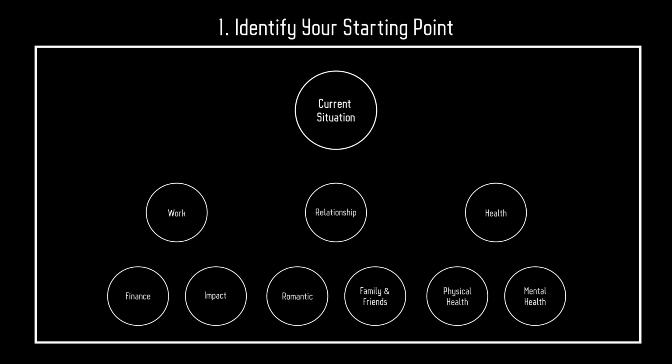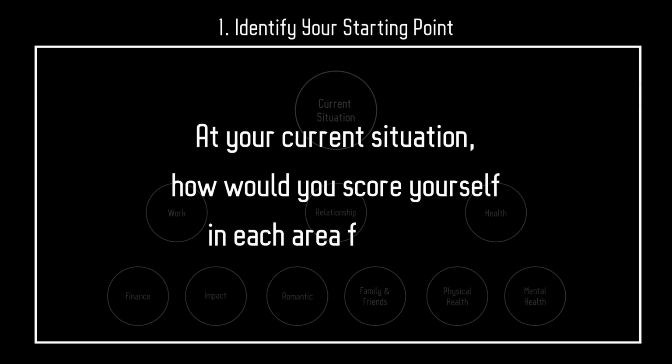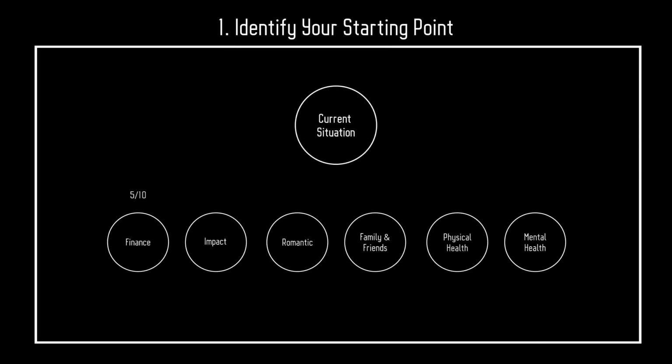Next up is scoring yourself. At your current situation, how would you score yourself in each of these areas from 1 to 10? Let's say you have 5 out of 10 for finance, 6 out of 10 for impact, 5 out of 10 for romantic, 6 out of 10 for family and friends, 7 on physical, and 7 out of 10 on mental health.